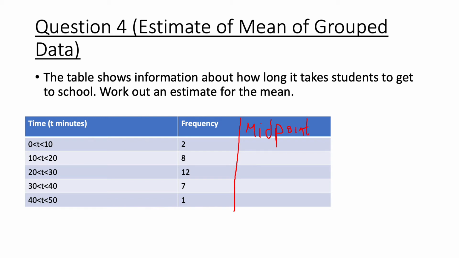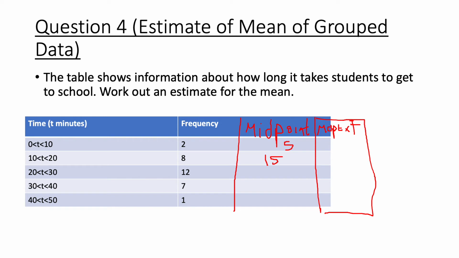And then I'm going to put another column saying midpoint times frequency. So midpoint times f, times frequency. So the midpoint of 0 to 10, guys, is going to be 5. So add the 2 numbers and then half it. 10 plus 20 is 30, half of it is going to be 15. So that first one is a 5, guys.